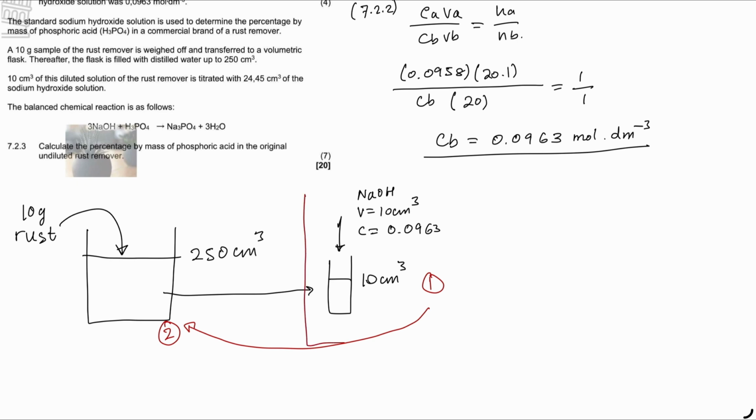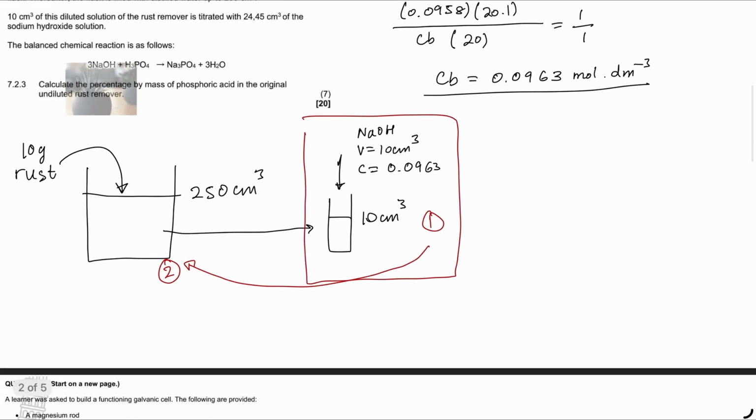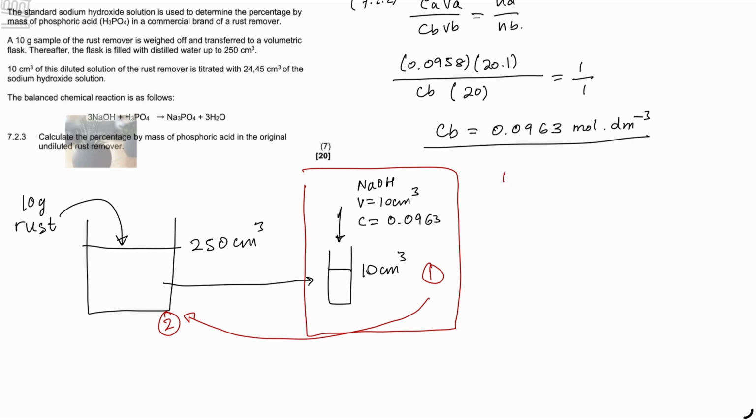Now because this part here is a titration, we can use the titration formula. So for part one, I'm going to use CAVA over CBVB is equal to Na over Nb. The concentration of the acid is what we don't know, so leave that as Ca. The volume of the acid is 10, divided by the concentration of the base, 0.0963. The volume of the base is 10, and that's equal to Na over Nb, the reaction here. Acid is 1, base is 3, so 1 over 3.